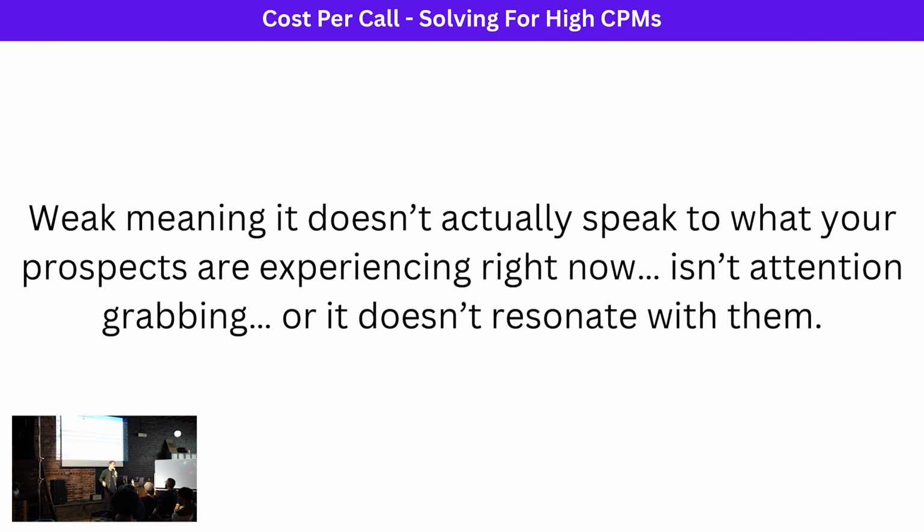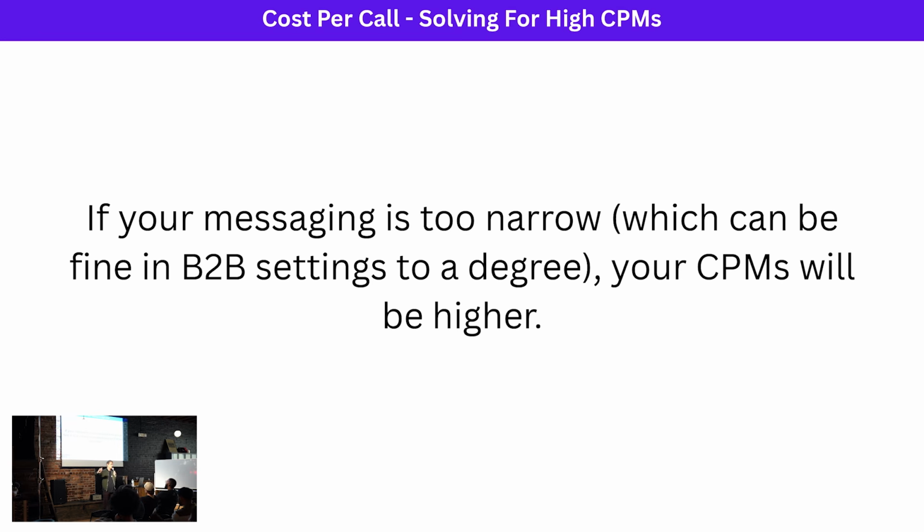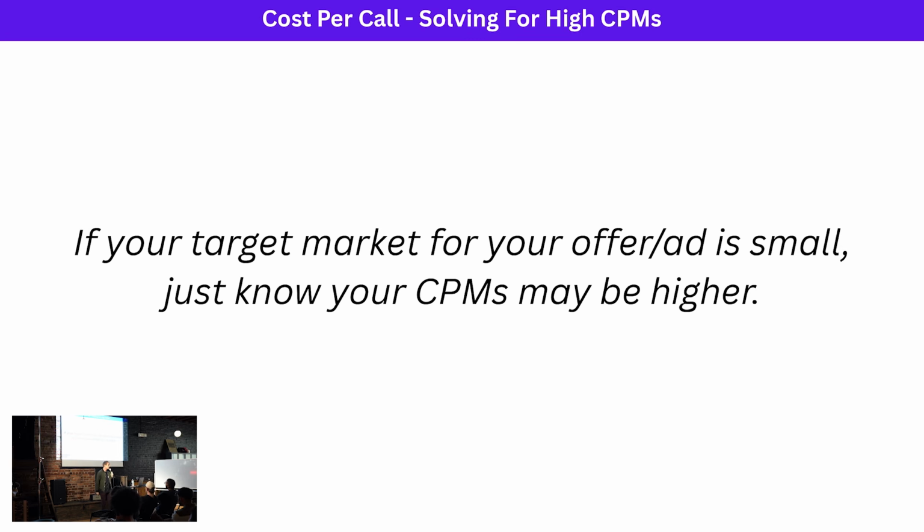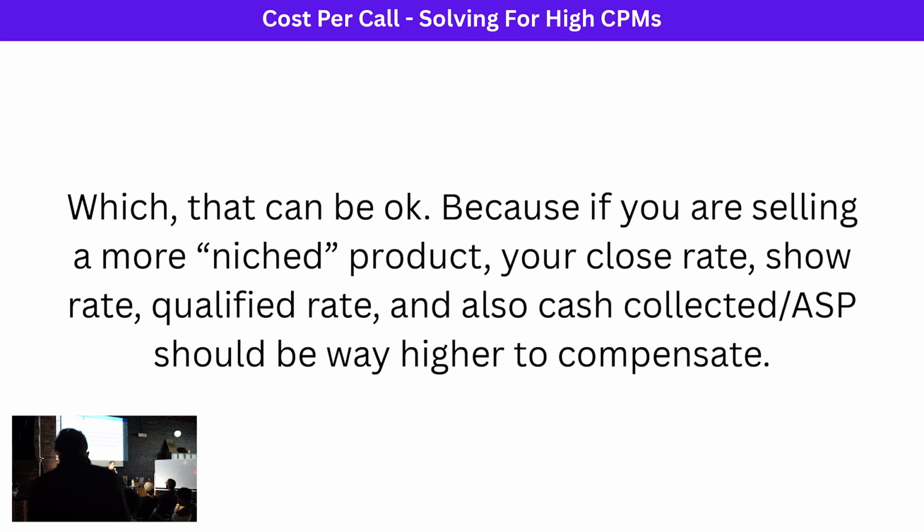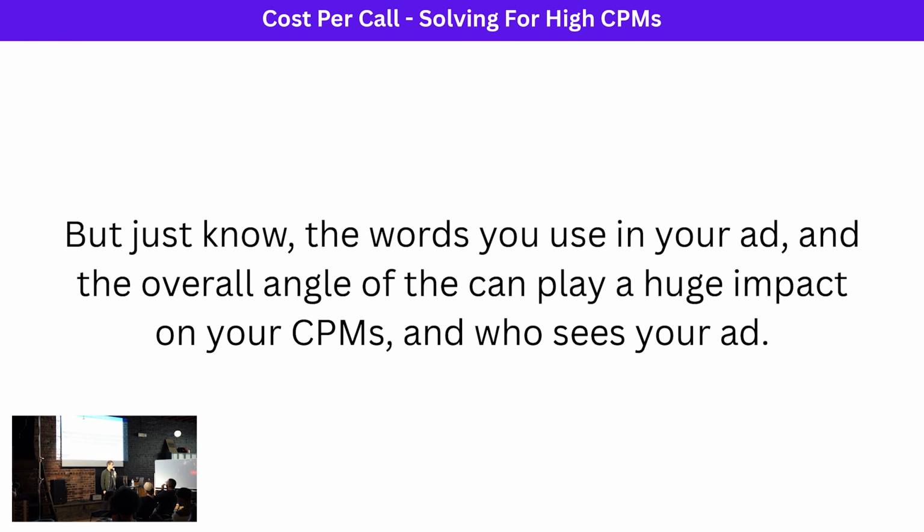So Cam talked a lot about copywriting and ads and stuff, so I'm not going to go too deep into that. But if your messaging is too narrow as well, which can be fine in some B2B settings, your CPMs are going to be higher. So just model it out. If your target market for your offer or ad is too small, just know your CPMs will be higher. Which again, that can be okay, because if you're selling a more niche product, your close rate, your show rate, your qualified rate, and your cash collected and ASP should be way higher to compensate as well.